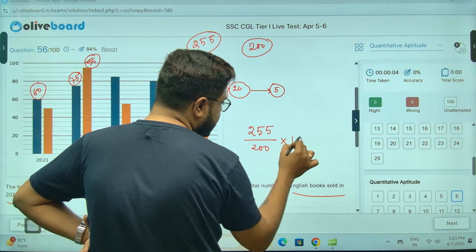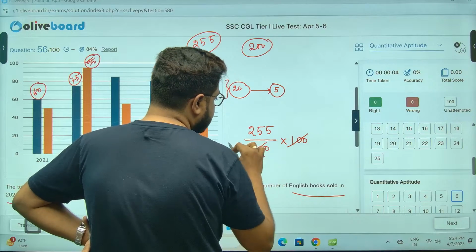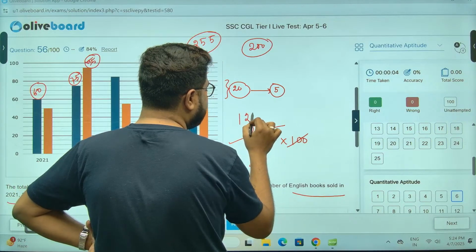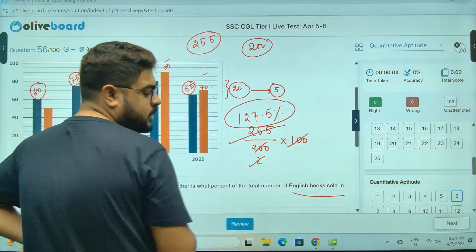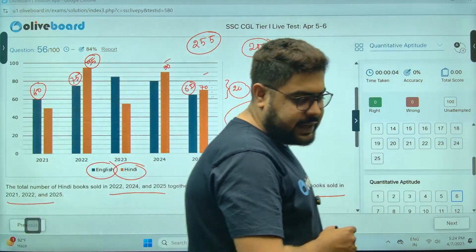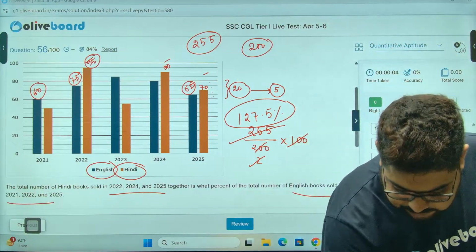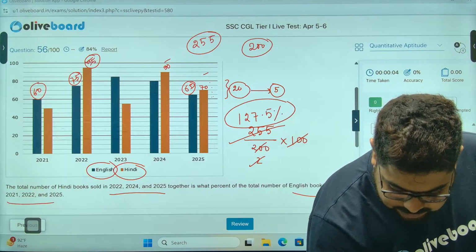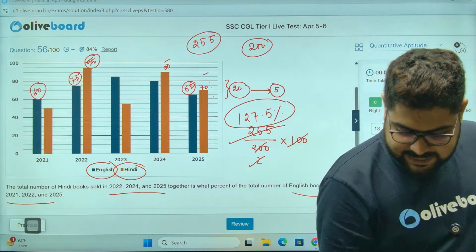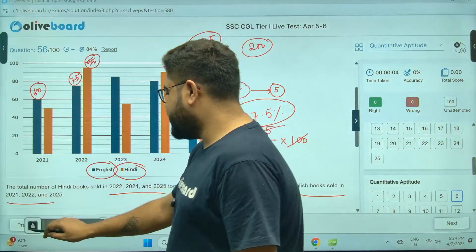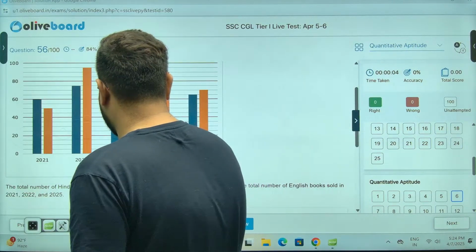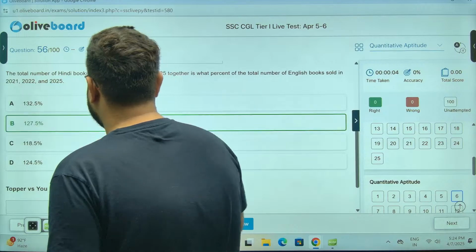They are asking what percentage of 200 is 255. In 200, this is 125, this is 127.5%. Option, I don't know which one, whichever has 127.5, that will be your answer. That will most definitely be your answer. Let's see, moment of truth. 127.5. Option B.